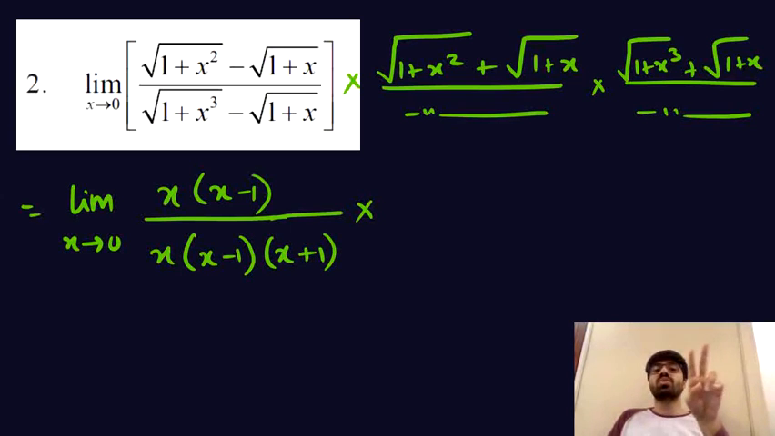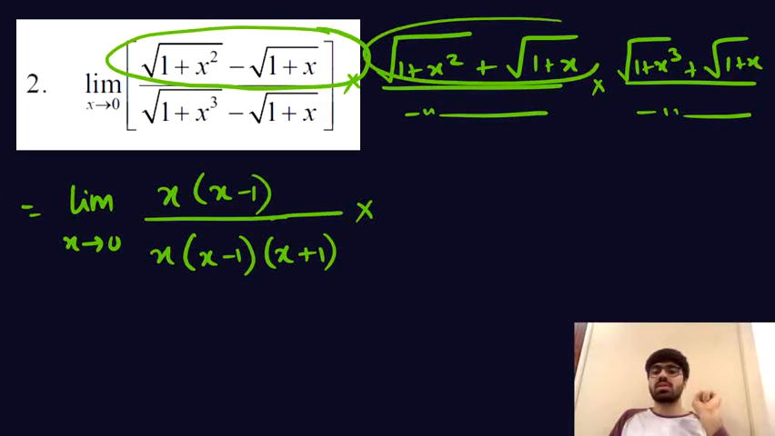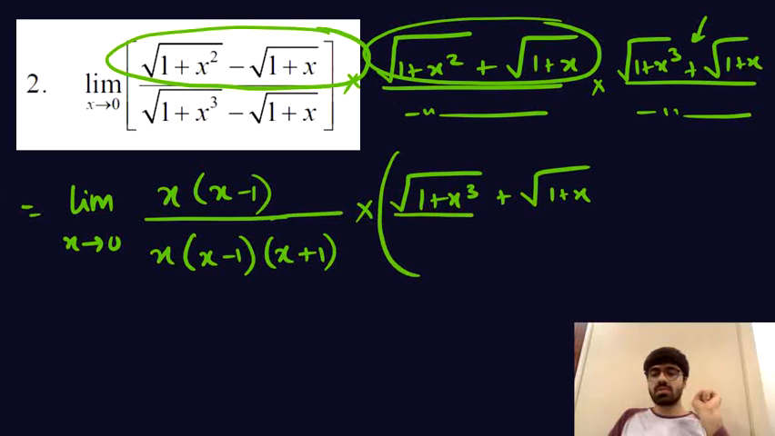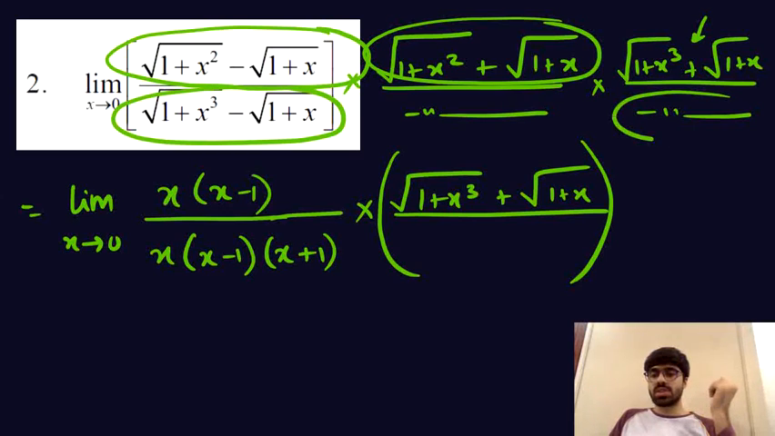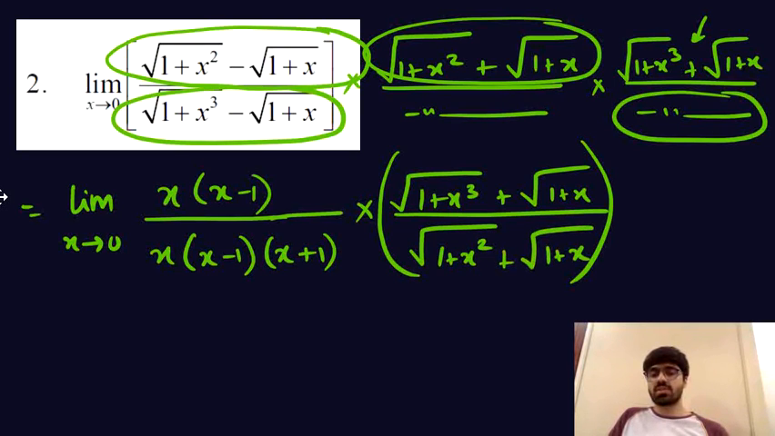Multiplied by, you will be left with two more terms. In the numerator, you had clubbed this term with this. So you are left with this term, which is root over 1 plus x cube plus root over 1 plus x. And in the denominator, you had clubbed this term with this term. So you are left with this term in the denominator, which is root over 1 plus x square plus root over 1 plus x. All you need to do is cancel this x here, this x minus 1 here, and put x equal to 0 in the leftover expression to calculate the final value of the given question.